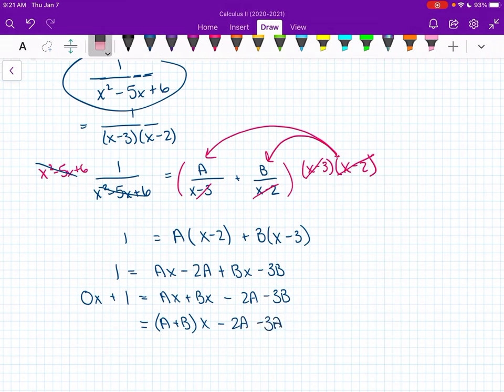My goodness, why can't I write? As 0, right? So I wrote both of these in the form mx plus b, if you want to think about it like that. So a plus b has to be 0, and my constant term has to be negative 2a minus 3b, which is going to be 1.